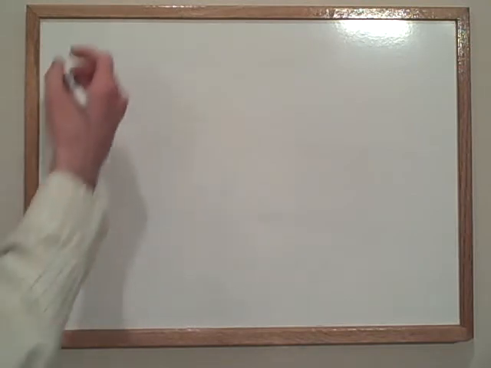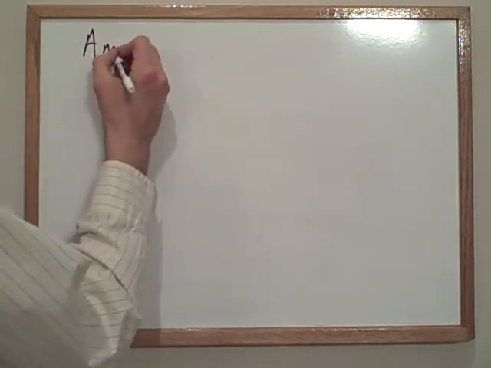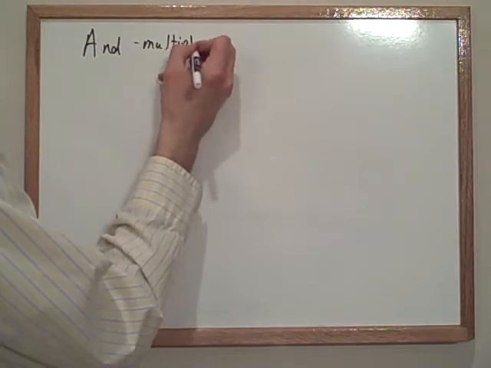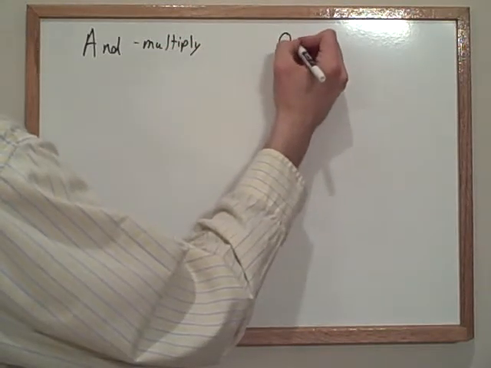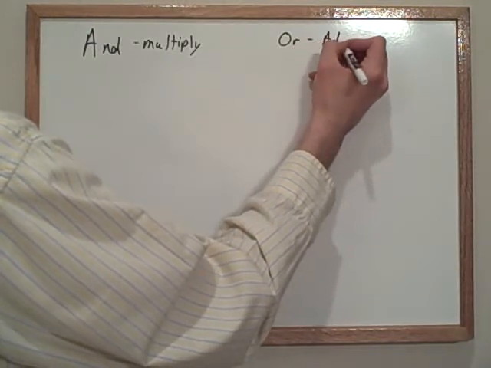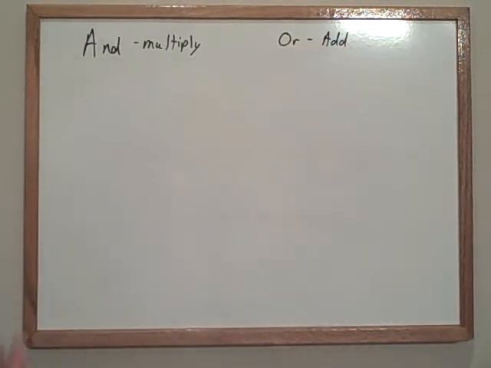Okay, this next problem deals a lot with the use of these two words that have been mentioned before. And means multiply, and or means add. And that's when it deals with probability.